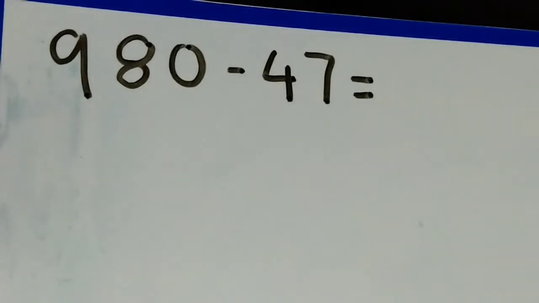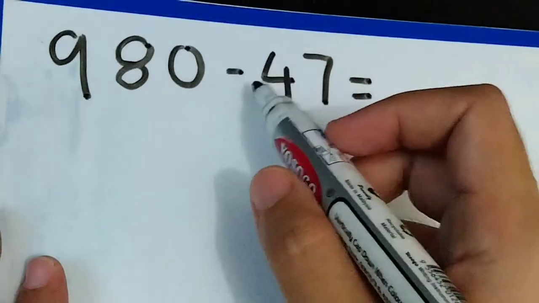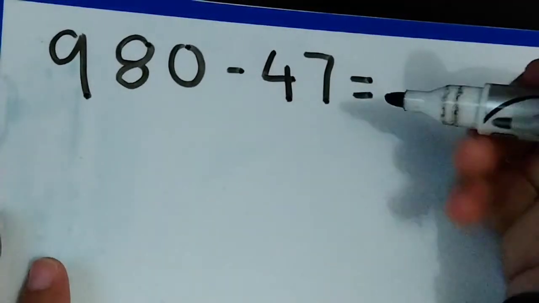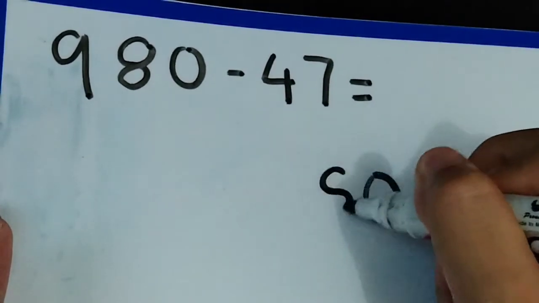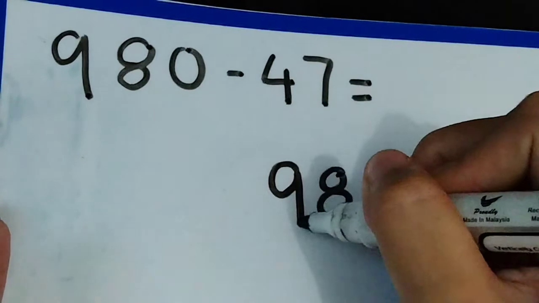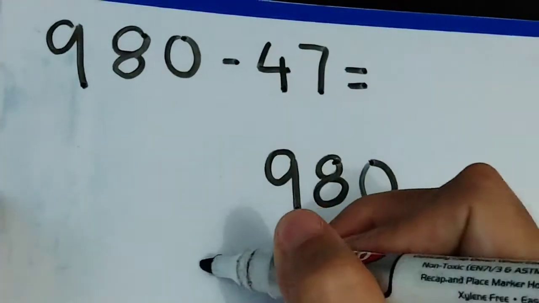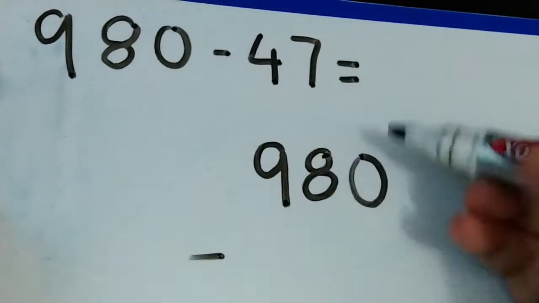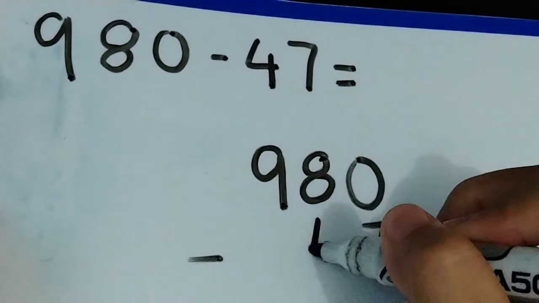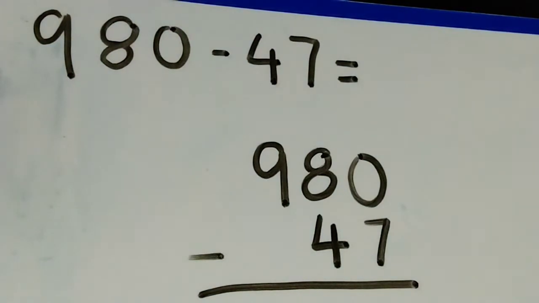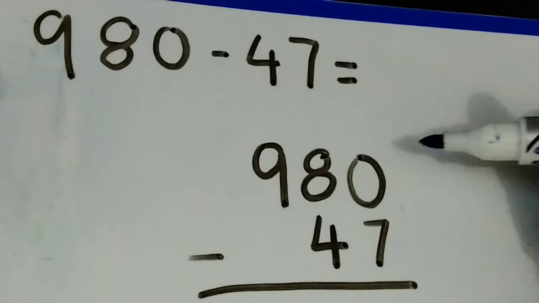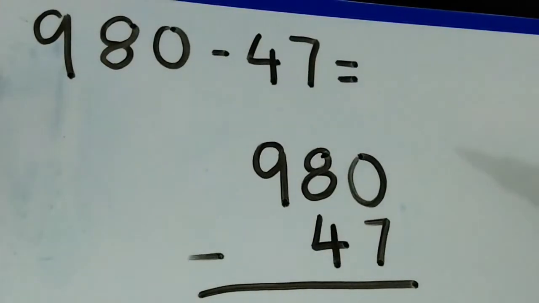Okay, for this question, it's the same as before, but we're just going to revise, okay? 980 minus 47. Okay, 980. You may write from the last digit or it depends on you, but make sure to write it in the correct place value, okay? Minus 47. Okay, you can look at the digit first in the place value ones. Okay, ones. You can't minus 7 from 0, right?